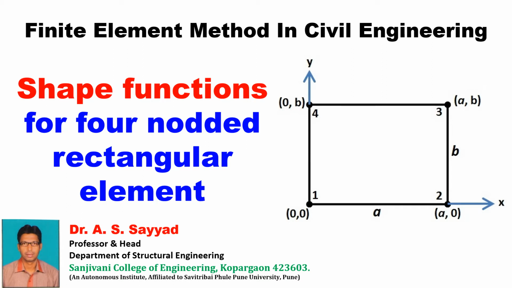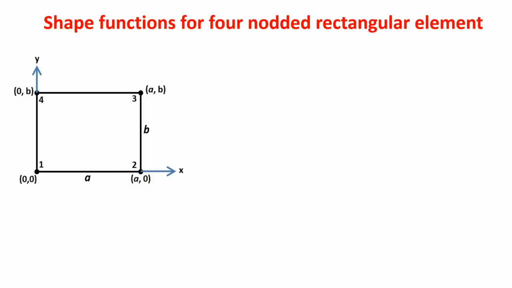Our today's topic is shape functions for four noded rectangular element. So, shape functions for four noded rectangular element. If you consider one rectangular element in which the origin of the coordinate system is assumed at the bottom left corner of the rectangle, the x-axis is horizontal towards right and the y-axis is upward. Size of the rectangular element is a by b.